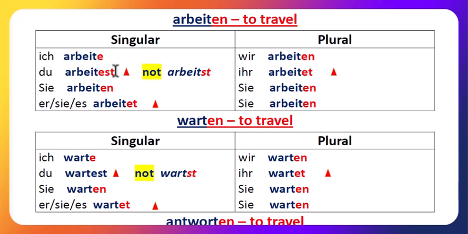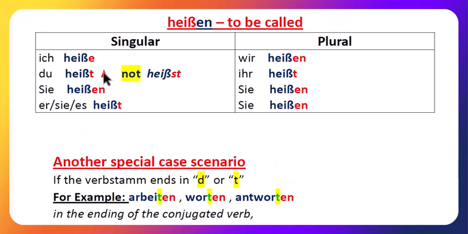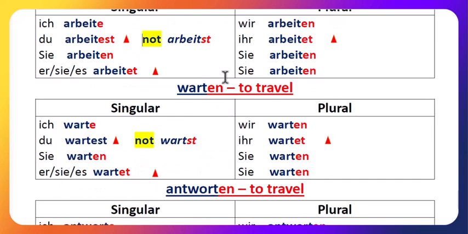Okay, ich arbeite, du arbeitest, ich arbeite. That's the only change that we do here. Er and sie are kind of the same thing, so the changes are 1, 2, 3. But the first rule, the same thing will apply to this one: warten, ich warte, du wartest.